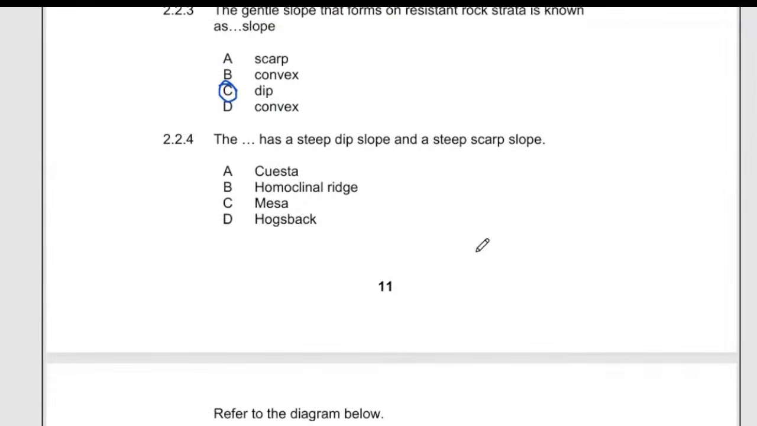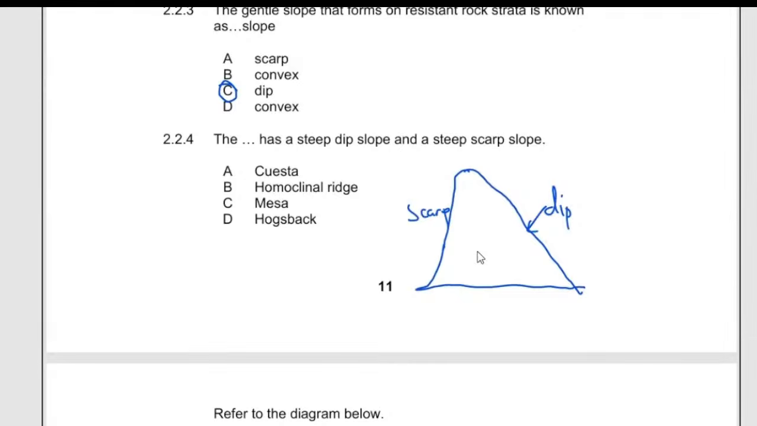Number 2.2.4, it says the dash has a steep dip slope and a steep scarp slope. We are saying this kind of an inclined landscape has both a steep scarp slope on one side, and also the dip slope is also steep, something like this. This is our scarp, it's steep, and also our dip is not very gentle. You can see it's steep.